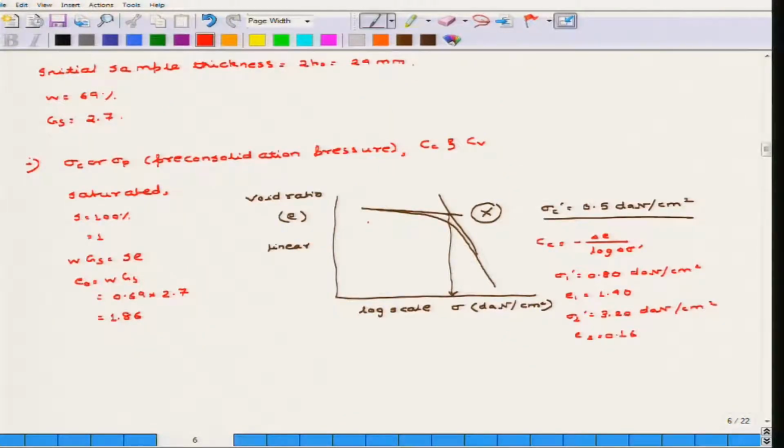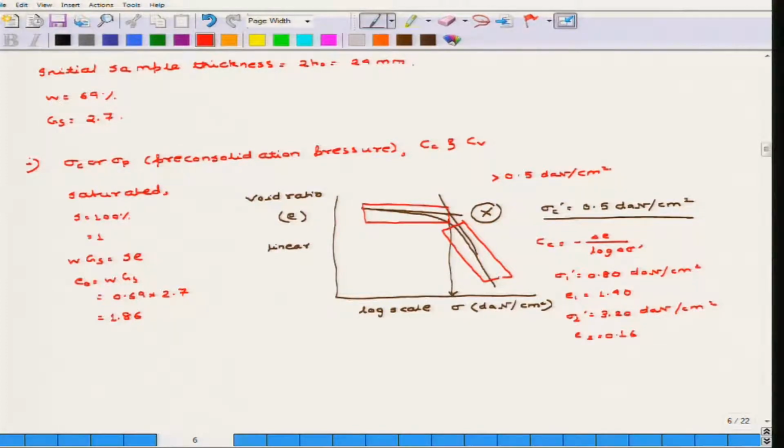You can't take any value before 0.5, because before 0.5 it would resemble Cr, the recompression or decompression index, or basically the pre-consolidation part. So, we can't take any value in this part; we have to take every value after 0.5 in order to find out Cc. We have to take every value greater than 0.5 daN per centimeter square.